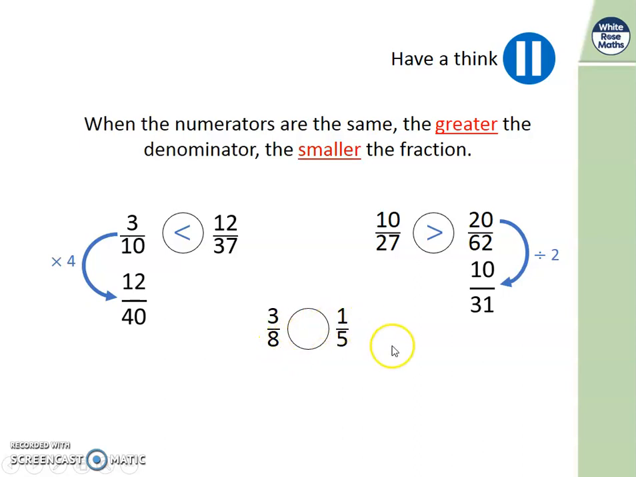Let's have a look at this one. What could we do? We could change this to make it into 3 as a numerator, so we're going to multiply it by 3. We do the same to the denominator, that makes it into 15ths. 3/8 compared to 3/15. 15 is smaller pieces, so therefore this side is greater than this side.